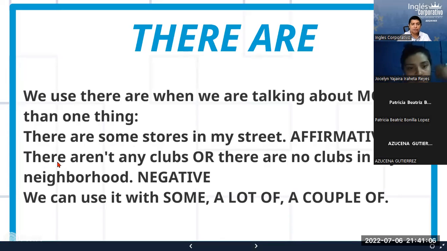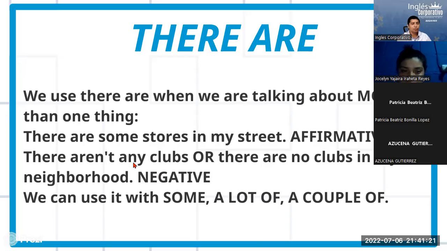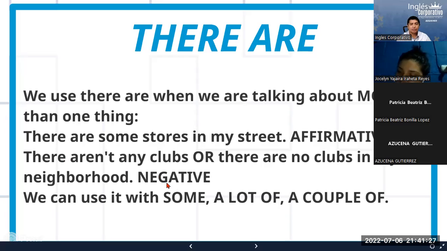And also there aren't any clubs, or there are not clubs in my neighborhood. Esta es negativa, no hay, y uso la palabra any porque me sirve para hacer una negativa. No hay ningún club. ¿Sí? In my neighborhood. Entonces sería negativa.